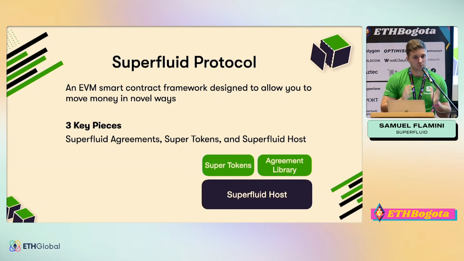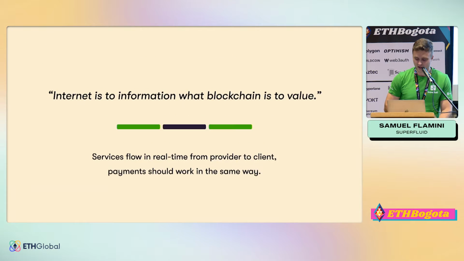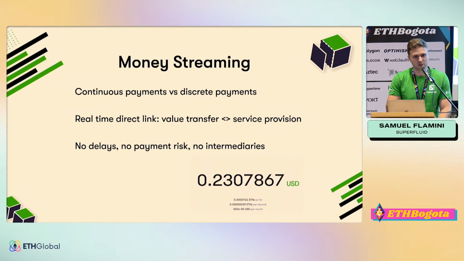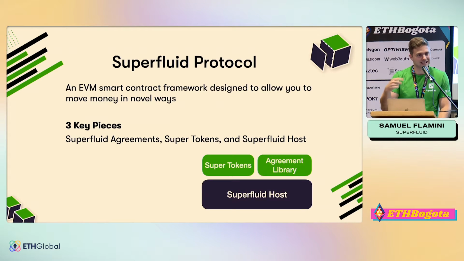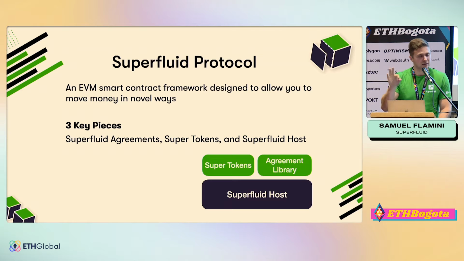So how is money streaming possible? Well, we built an EVM-compatible smart contract framework to make this happen, right? And it's made up of 3 pieces, right? So we'll get into how this thing in the bottom right-hand corner is happening, but it takes some building up to it, right? So these 3 pieces are Superfluid agreements, super tokens, and the Superfluid host contract, which brings everything together.